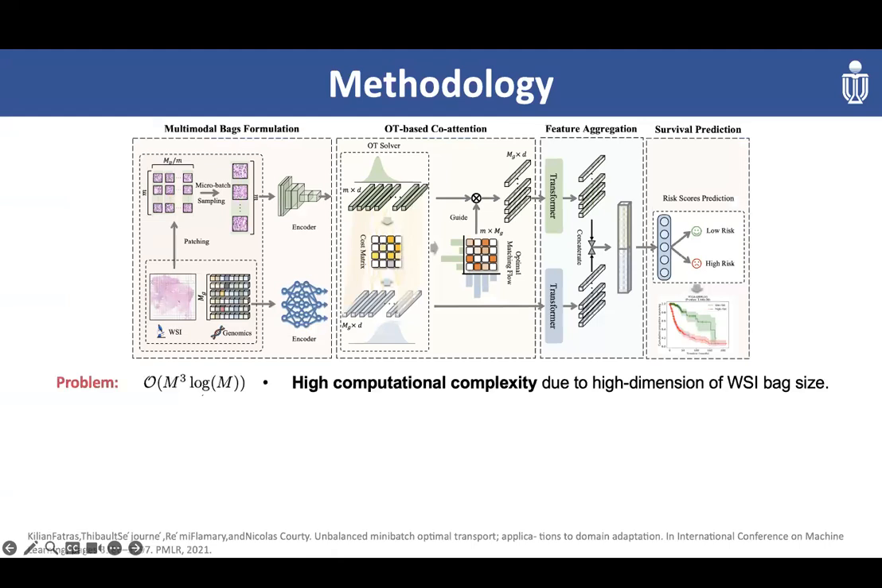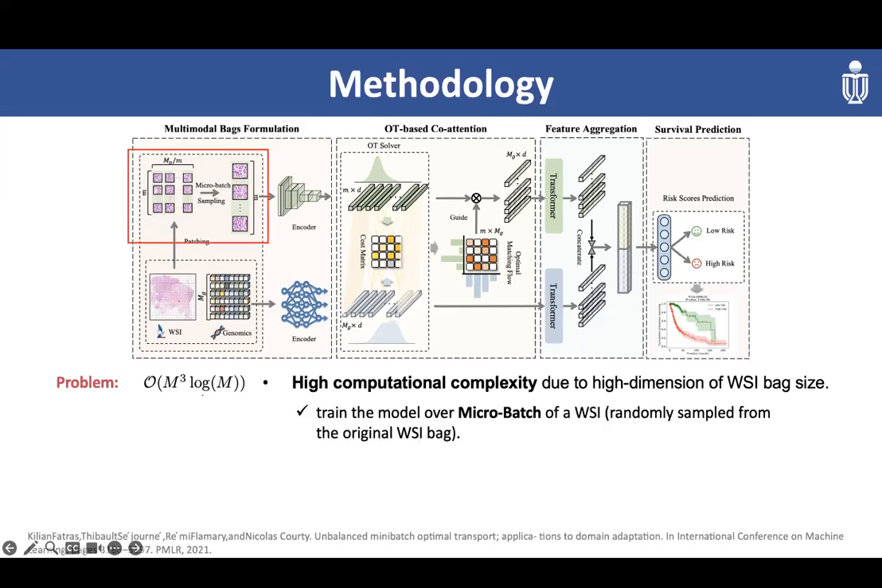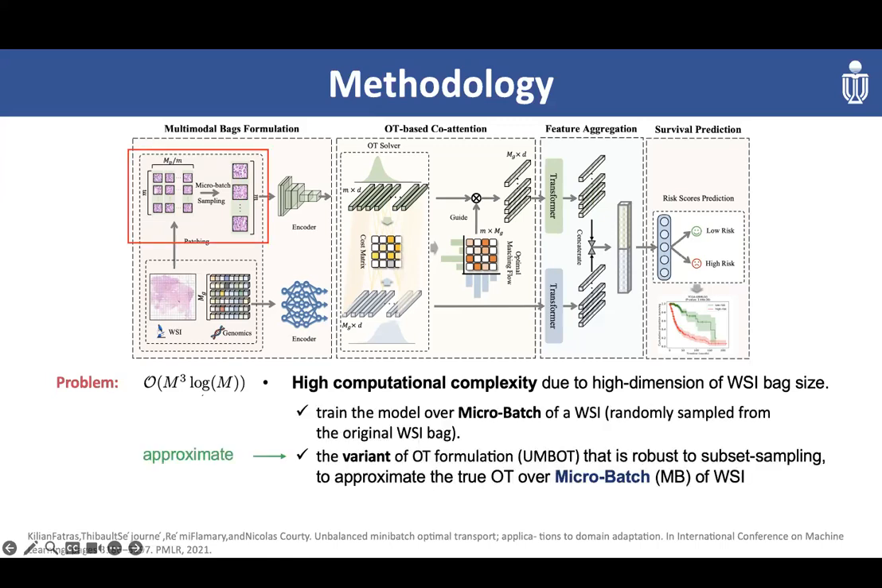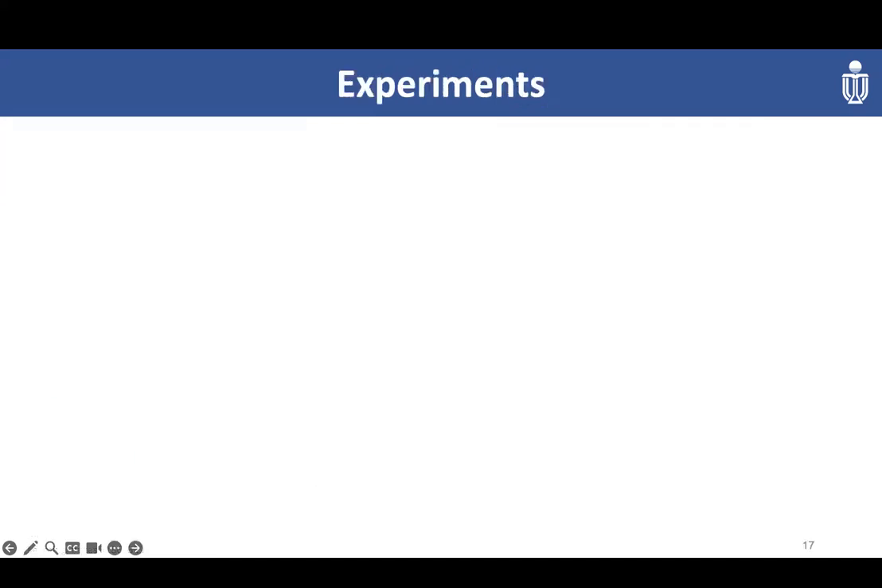Despite these advances in OT, due to high dimension of pathology backbone, the original OT might suffer from high computational complexity. To address this, we propose a robust and efficient implementation. We train a model over microbatch for pathology. Further, we use a variant of OT formulation that is robust to subset sampling to approximate the true OT over microbatch. In this way, we succeed in reducing the computational complexity.